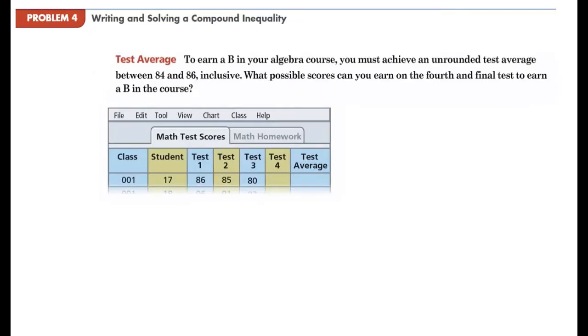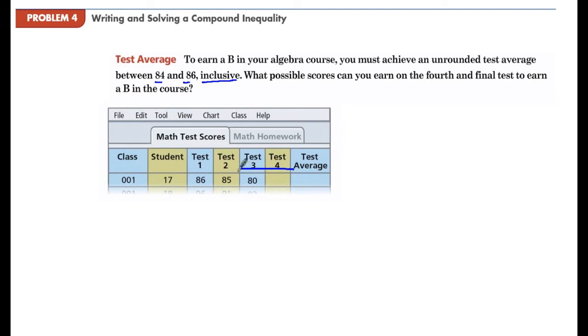Okay, let's go on to our last problem. We have a word problem. To earn a B in your algebra course, you must achieve an unrounded test average of between 84 and 86 inclusive. Okay, what are the possible scores you can earn on the fourth and final test to earn a B in the course?